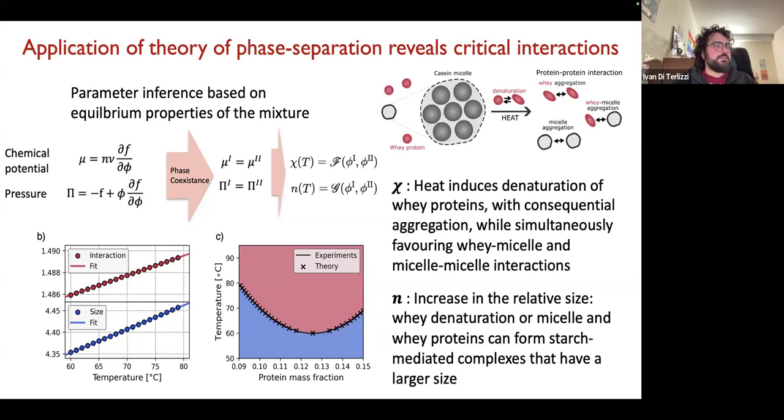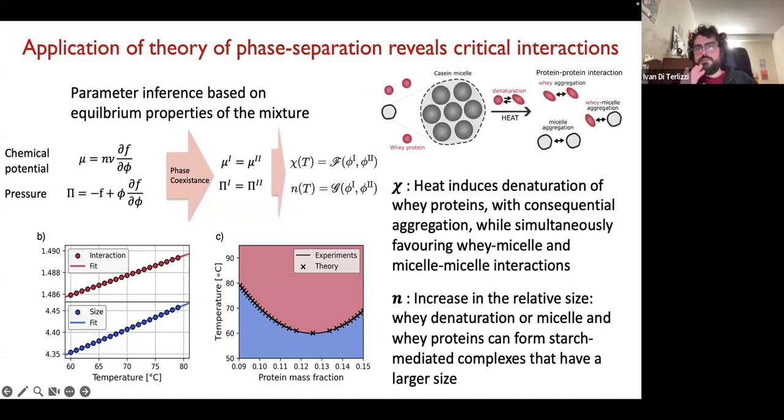And the explanation here is that temperature denatures the proteins, and the proteins unfold. If the proteins unfold, they are bigger. And if they are bigger, they are more likely to find each other and to interact. So this, in a certain sense, tells you that what is happening in the cacio e pepe is not an increase of the interaction strength, but rather it's a geometrical effect.